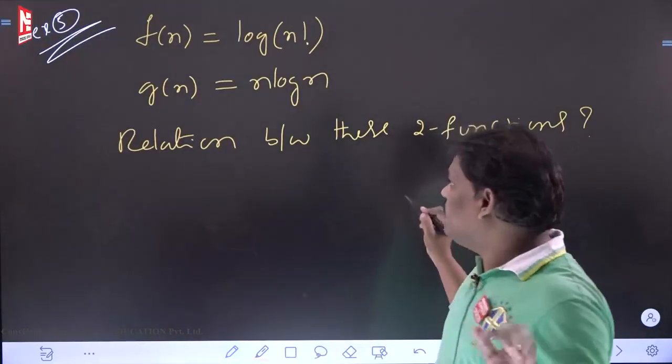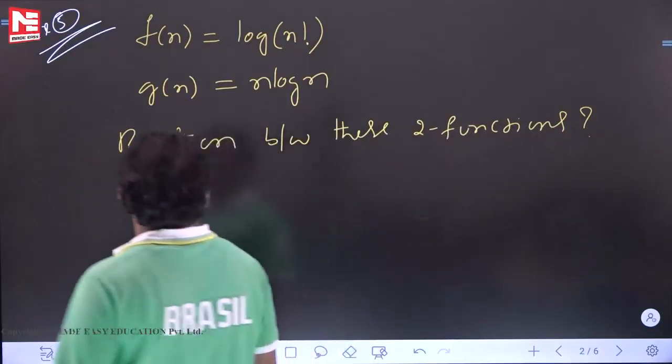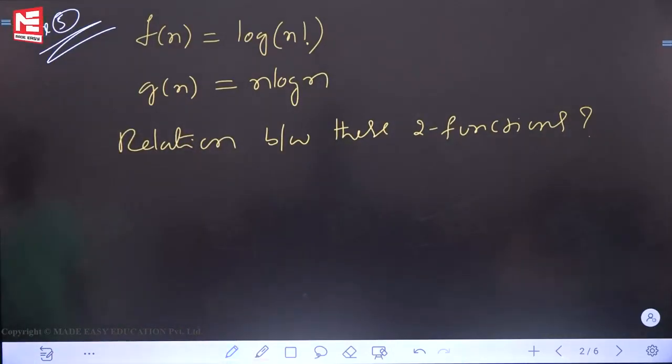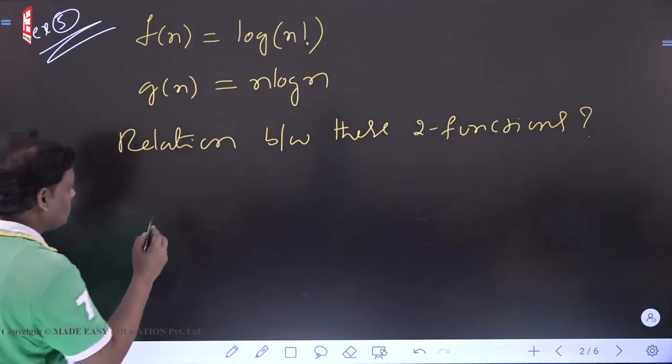Right? Fine. That's okay. Now come to the next one. Example 5. F of n is equal to log n factorial. G of n is equal to n log n. Relation between these two functions. Now there is one interesting thing, that is the reason I gave this problem. Let's see this, everyone. It is a very interesting one.